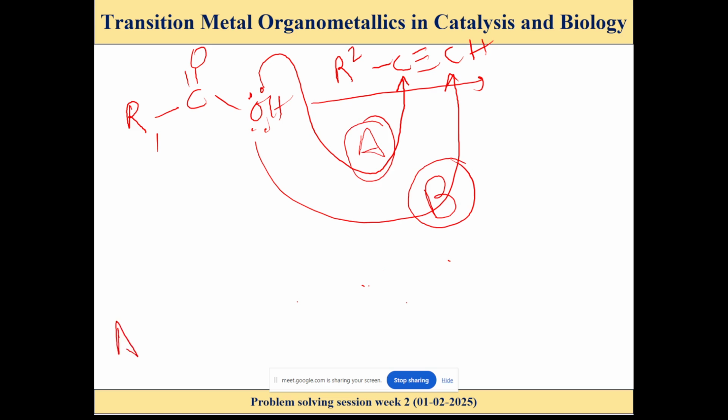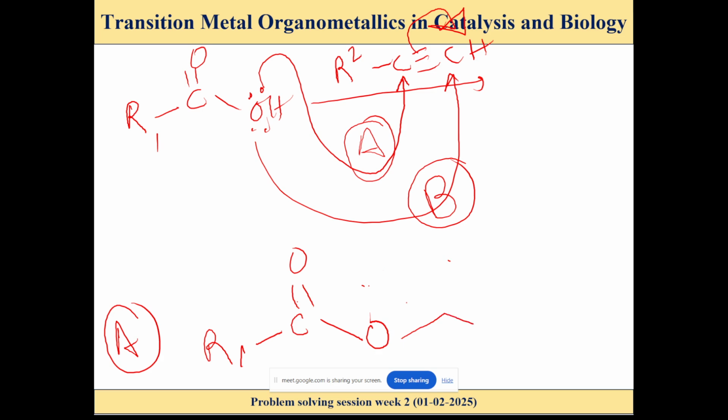So for path A, when this attacks this carbon, what will happen? So R1, C double bond O, the hydrogen will be removed, and this bond will open to the terminal C. So this will be C double bond. So this triple bond will reduce to a double bond, and this OH hydrogen will be taken up by this. So this will be like CH2 and here R2. This is the one product.